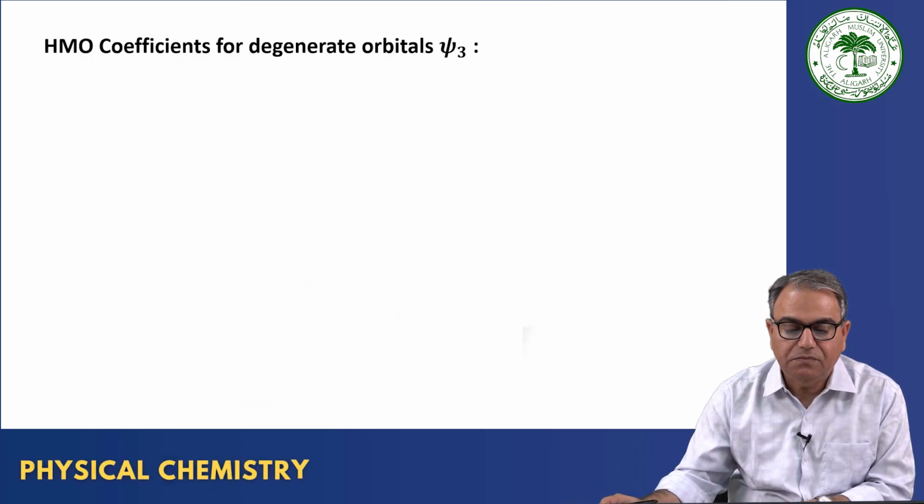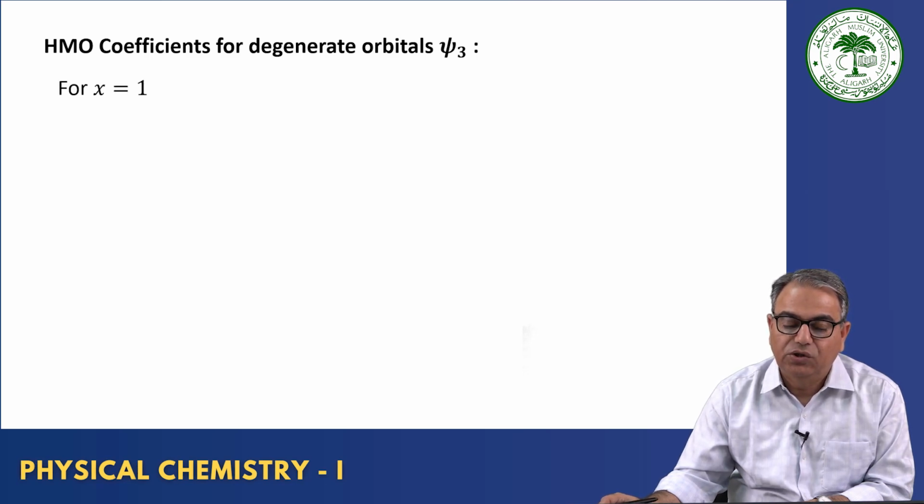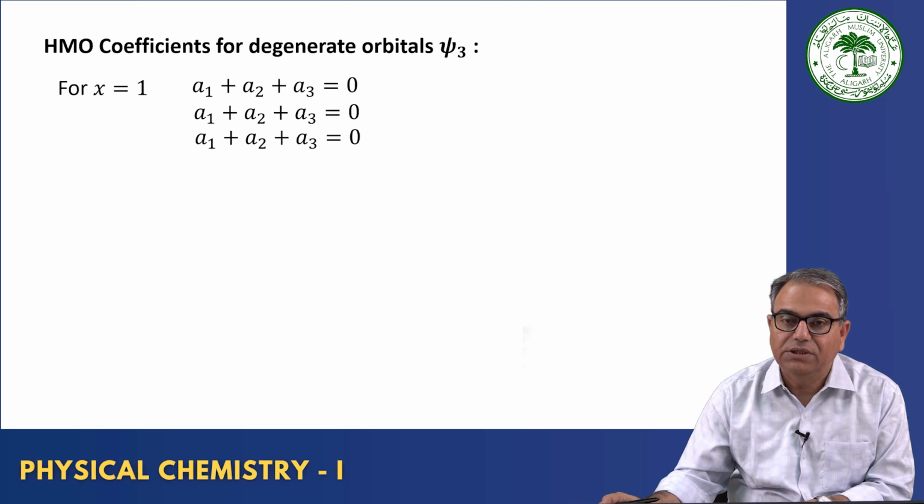Now, what about psi 3? For psi 3 also x is equal to 1. So for psi 3 also we will get the same equation. Now can we choose again an arbitrary function? No, this we cannot do.